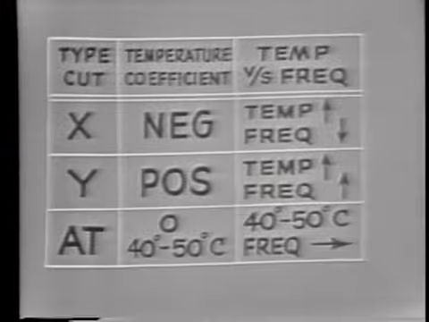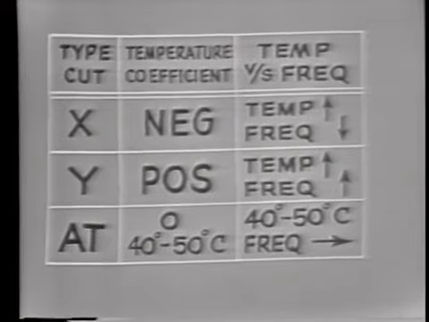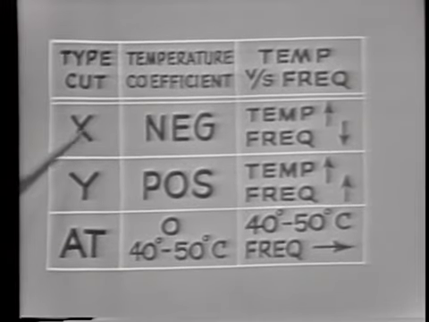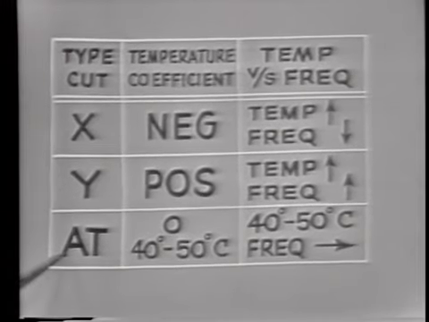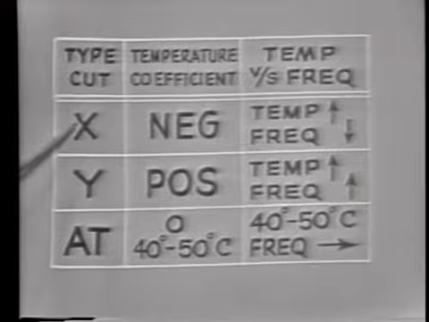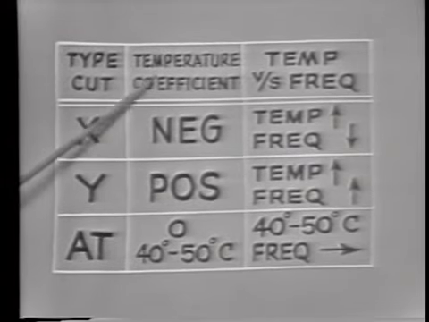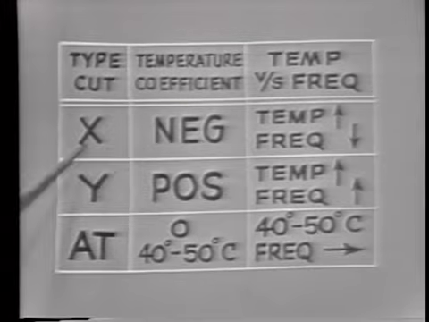Now, let's compare the temperature coefficients of the 3 cuts that we just considered, the X, Y, and AT cut crystals. To do that, we'll use this chart. On the left, we're indicating the type of crystal cut, the X, Y, and AT. Let's begin then with the X cut. The temperature coefficient of the X cut is negative.